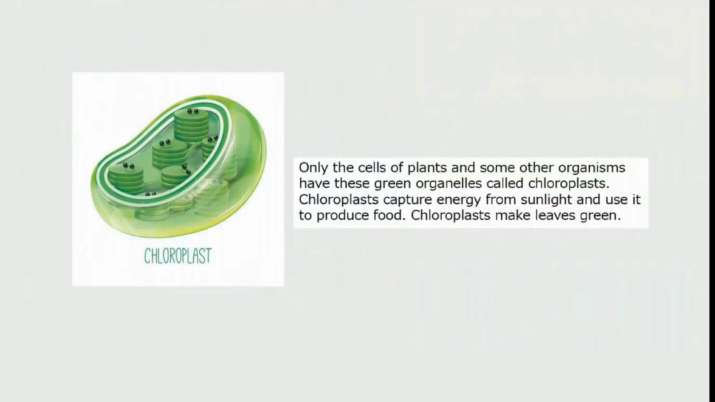Chloroplast. Have you noticed the many large green structures floating in the cytoplasm? Only the cells of plants and some other organisms have these green organelles called chloroplasts. Chloroplasts capture energy from sunlight and use it to produce food. Chloroplasts make leaves green.